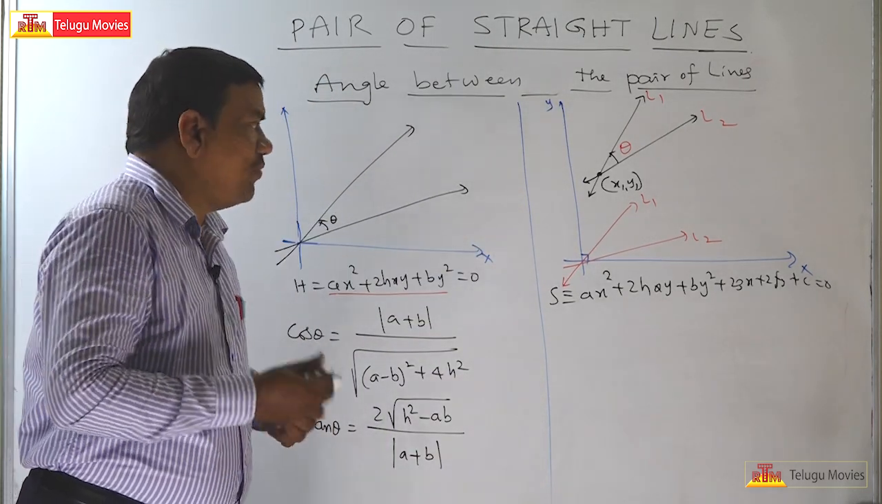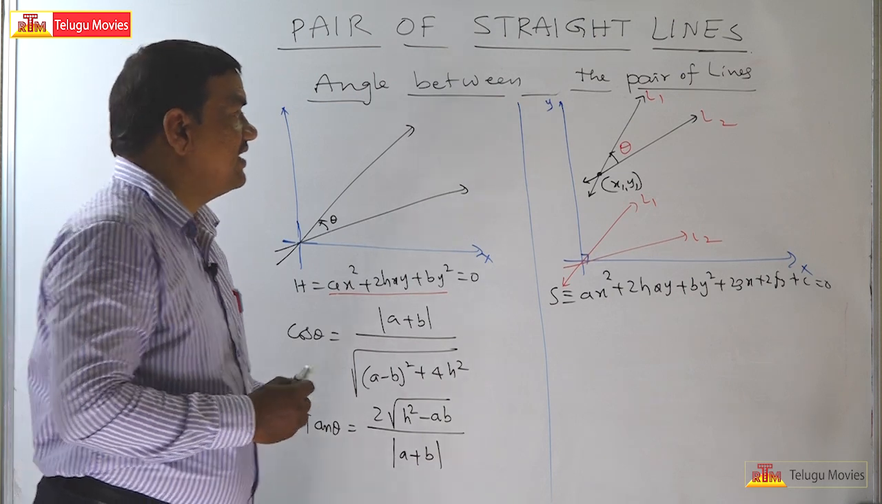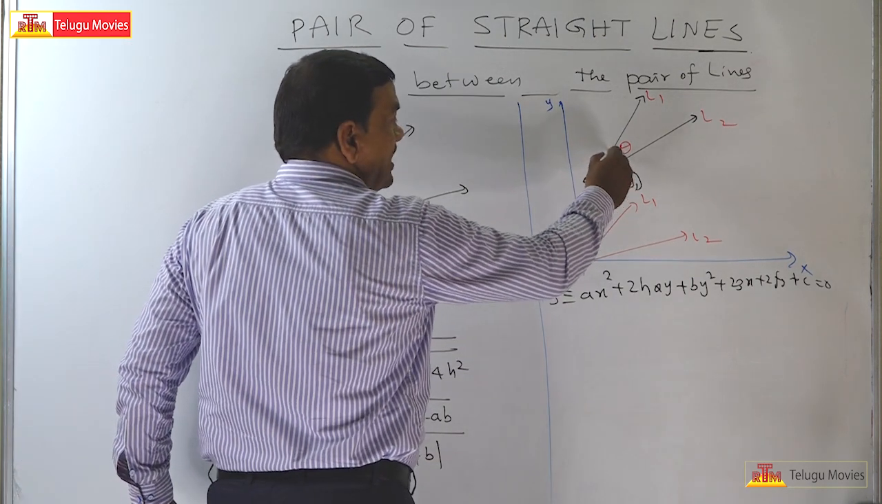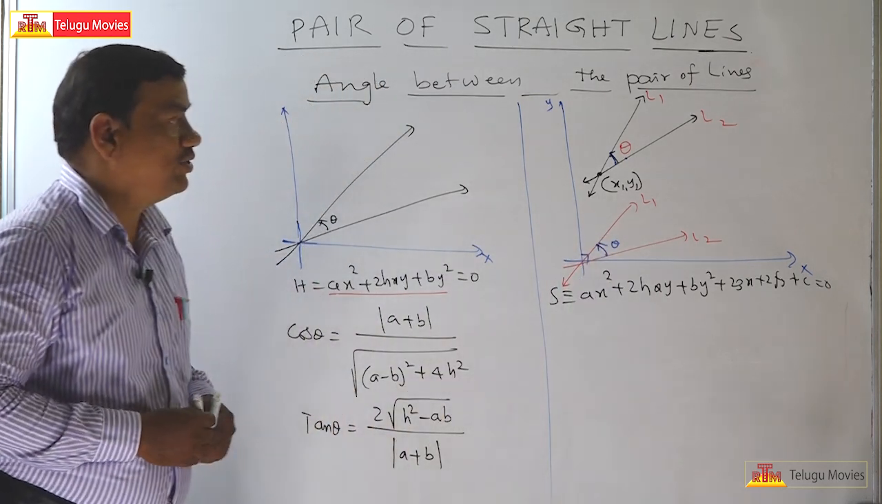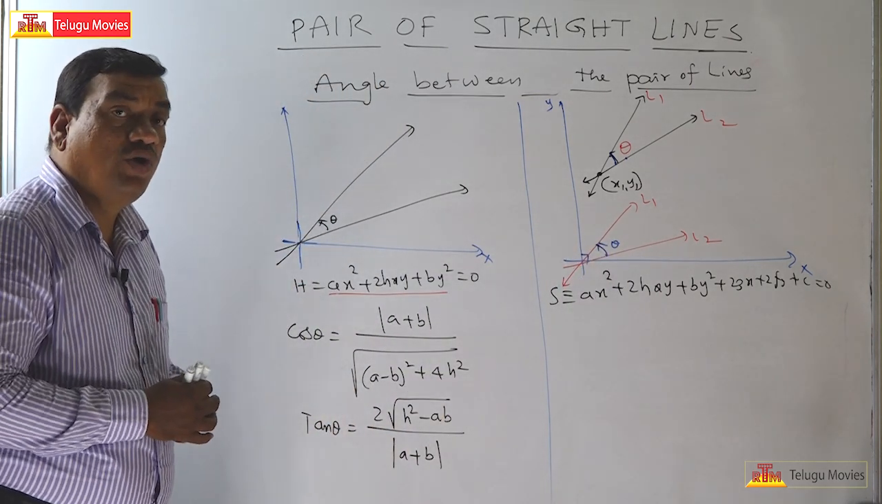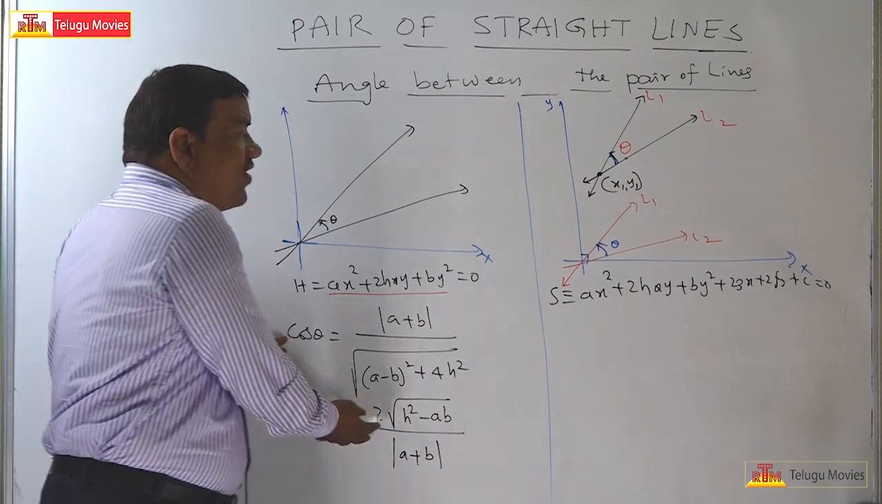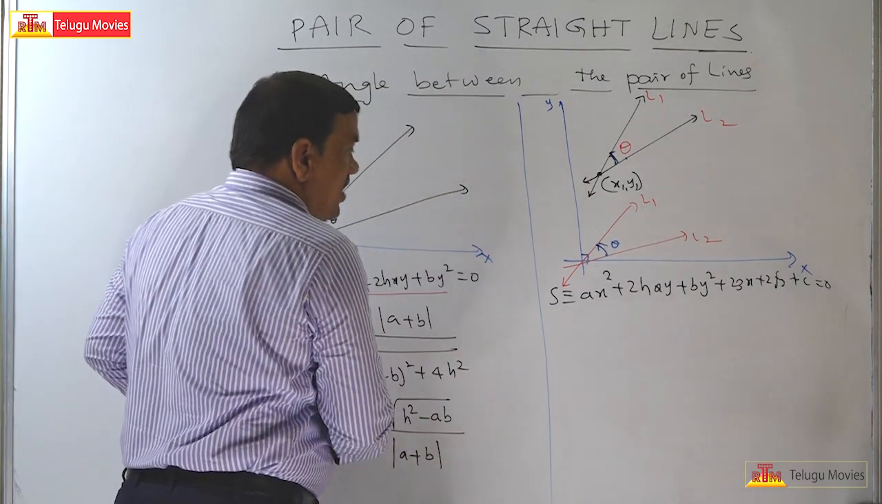So it is obvious that anybody can say that the angle between these two lines L1 and L2 is the same as the angle between these two lines L1 and L2. Both those angles are equal. So now, can we take the same formulas here? Same formulas here. So why?